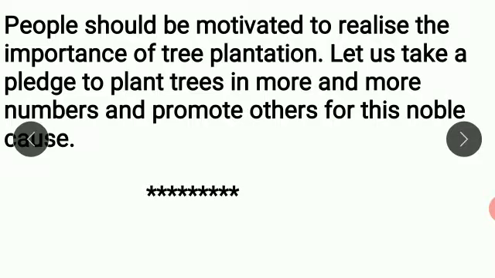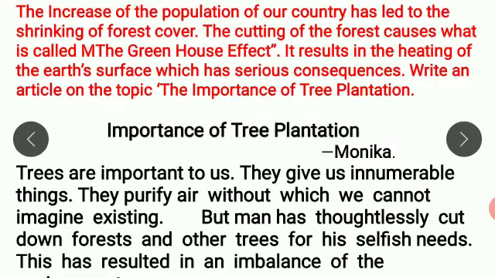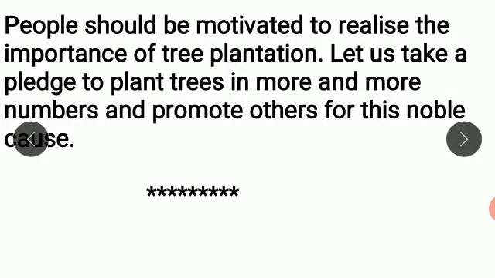Now, children, if you have observed, it is about tree plantation. Here they have given the title as the importance of tree plantation, so the reader can understand that he is reading about the importance of tree plantation. Then this is the byline, and then everything is given, the good points and what happens if we don't have plantation. Here they have told how important it is to have a forest, to plant trees, to protect the nature. And here you can see they have concluded by saying that they'll pledge to plant trees in more and more numbers and also promote others for this noble cause.